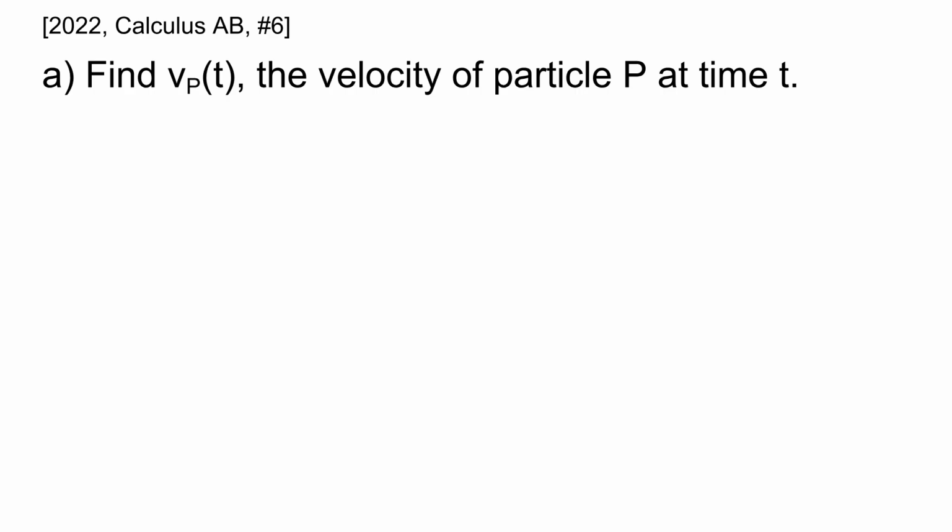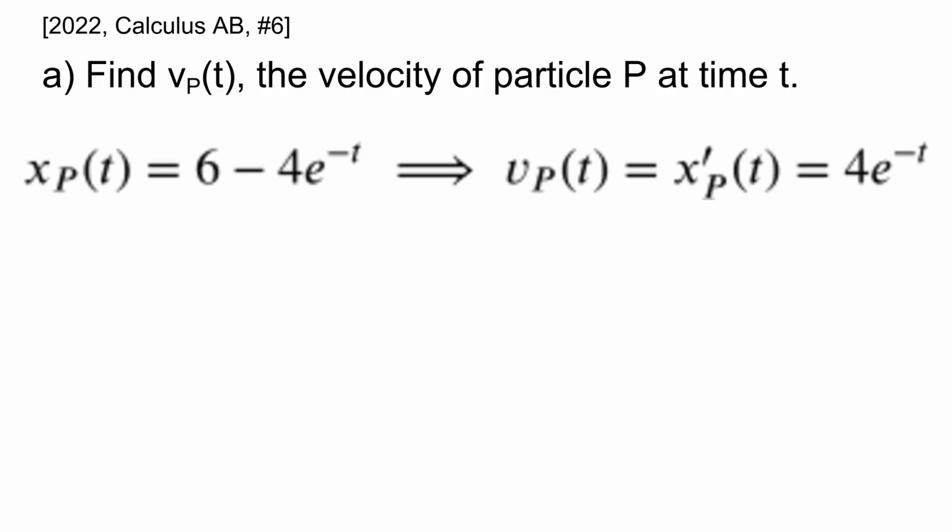In part A of this question, we are asked to find the function v sub p of t that gives the velocity of particle P at time t. Since x sub p of t is 6 minus 4e to the negative t, all we have to really do to find v sub p of t is differentiate that function. When we differentiate, we get v sub p of t equals 4e to the minus t.